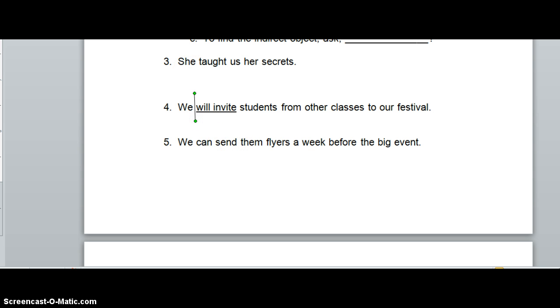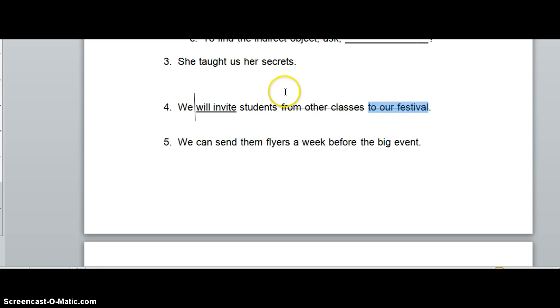Then I'm going to make sure that I've crossed out all prepositional phrases. And I do have 2 prep phrases here. The first one is from our classes. From is the preposition, and classes is the OP, or object of the prep. And then to our festival is also a prepositional phrase. To, once again, is a preposition. It starts right here, and it ends with festival, which is an object of the prep, and it's a noun. So I'm crossing these out because direct and indirect objects cannot be in prepositional phrases.